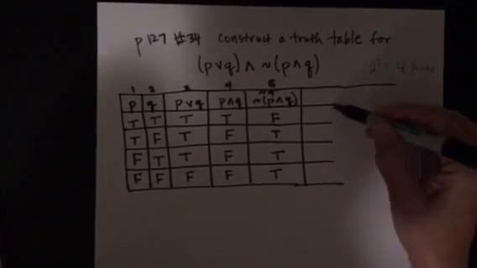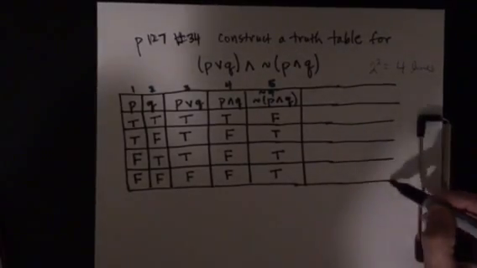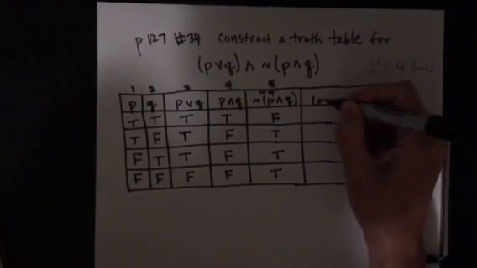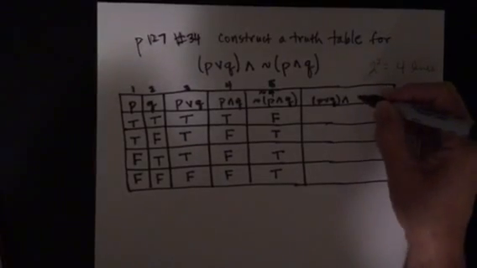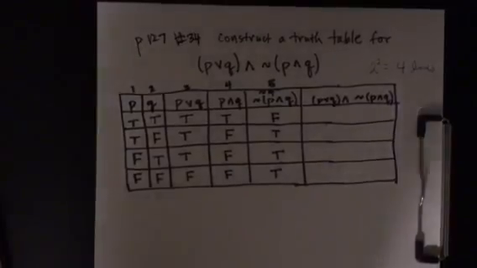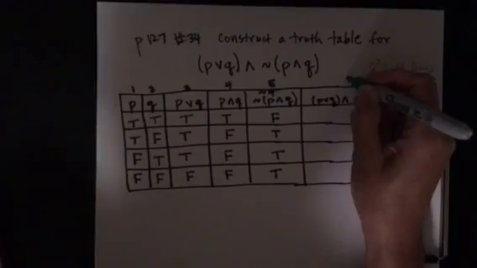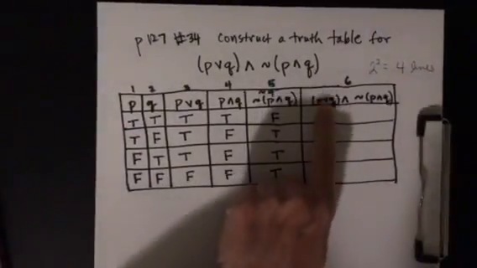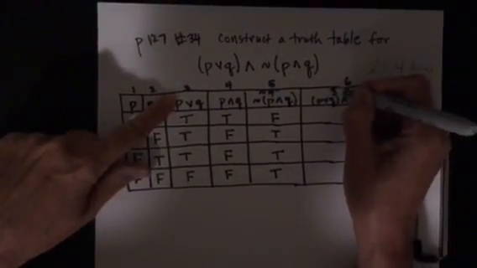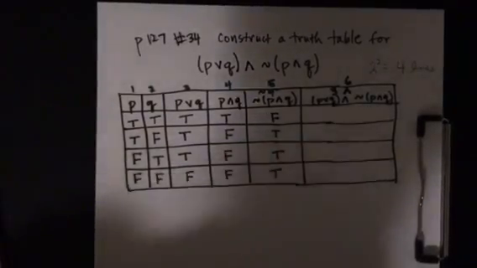From here, I'm ready to go after the entire statement. So for the column heading here, I'm going to write my entire statement. P or Q and not P and Q. And I closed off the truth table. This is the last thing I need to write to complete the table. And this will be column 6. Let's see, this P or Q. That's column 3. So this is column 3 connected by and to column 5.